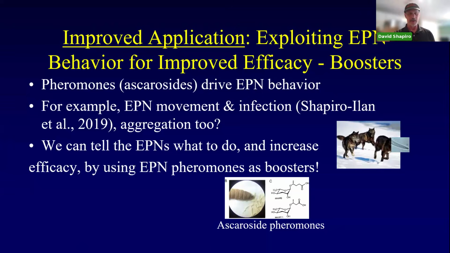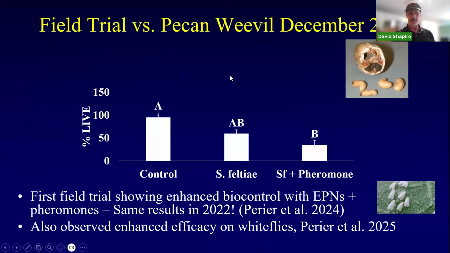And we found that we can use their pheromones that direct their behavior to our advantage. We can tell the nematodes what to do. If we expose them to these pheromones, they know it's time to go out and find a host and kill it. So if we expose the nematodes to pheromone prior to release, we get better efficacy, higher kill of the pest. This was shown first with pecan weevil, a major pest of pecan.